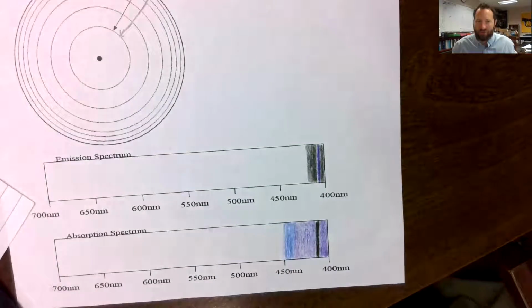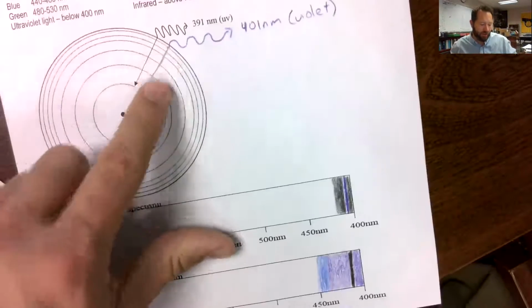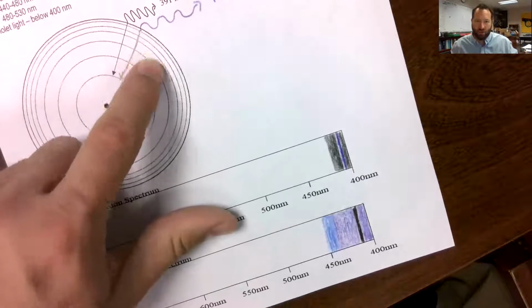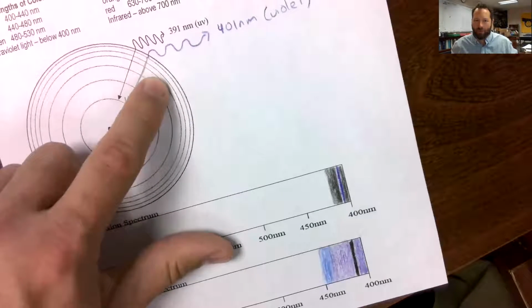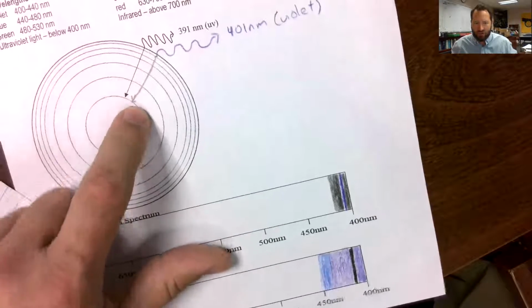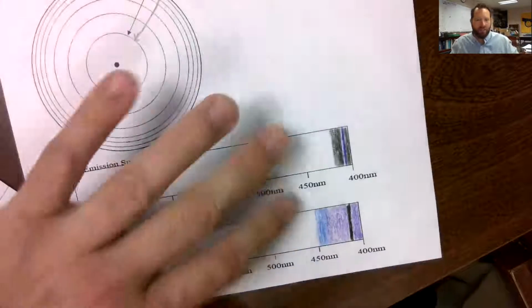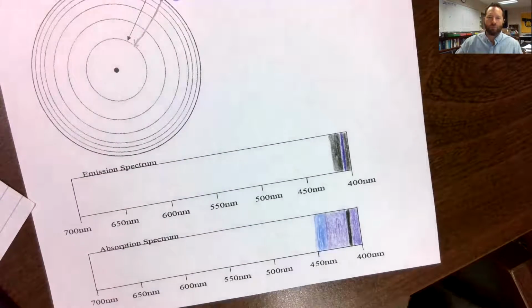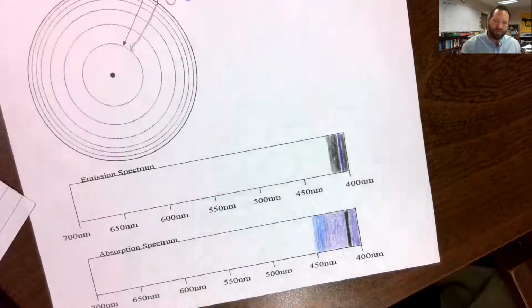All right, so that's how you finish up this lab. Again, you're going to have a wavelength coming off from electrons falling from each energy level down to 1, and then you'll draw the emission and the absorption spectrum down here.